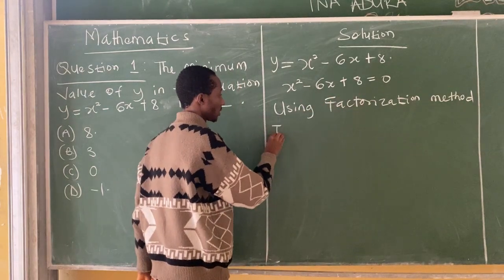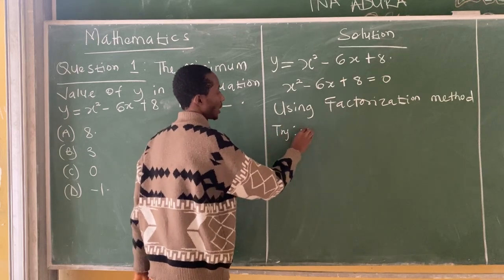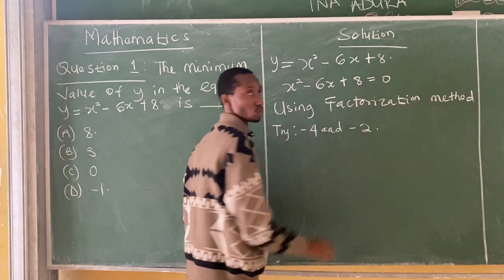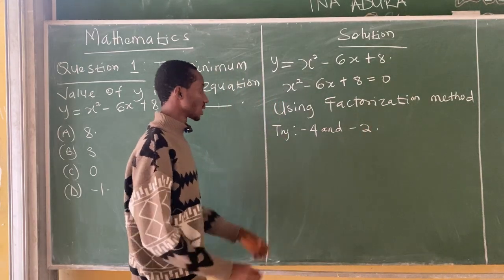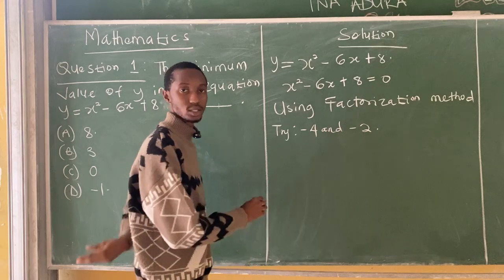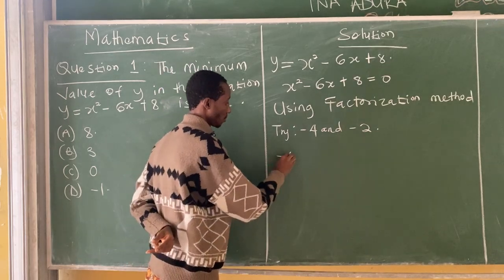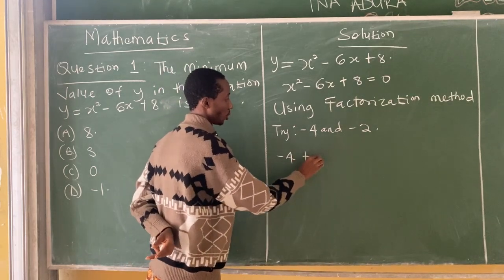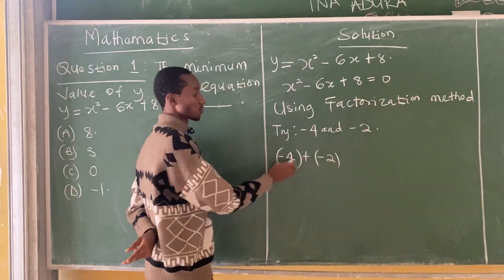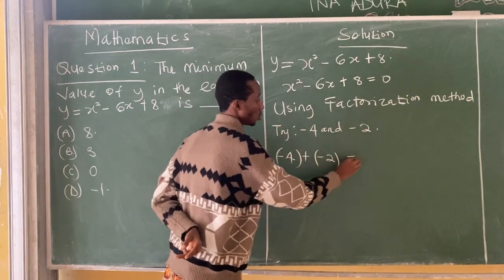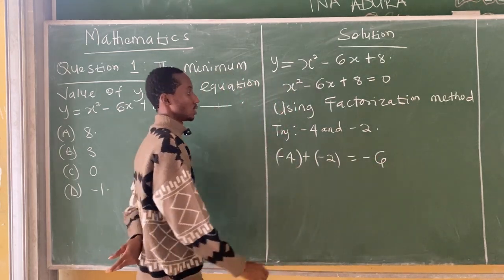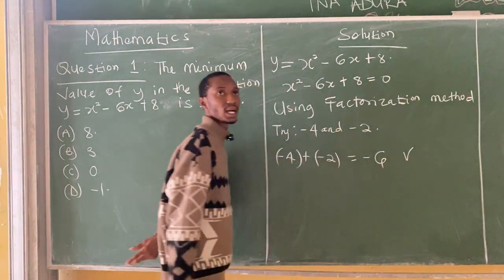Now let's try minus 4 and minus 2. Don't forget, the two numbers, when we add them together, should give us the middle number. So let's add these two numbers together. We have minus 4 plus minus 2. Minus 4 plus minus 2 will give us minus 6. This first condition is satisfied.